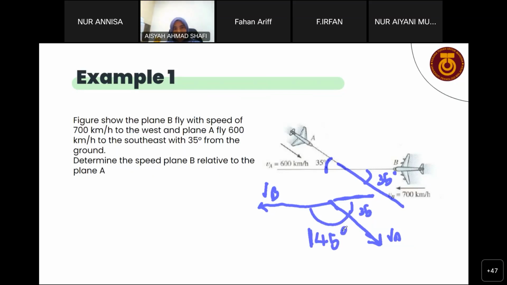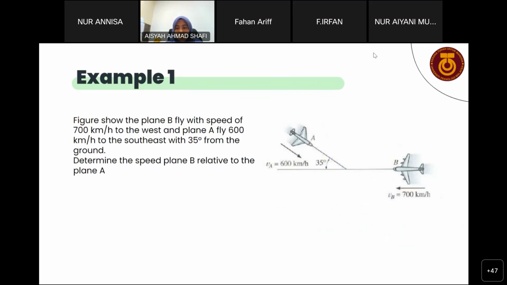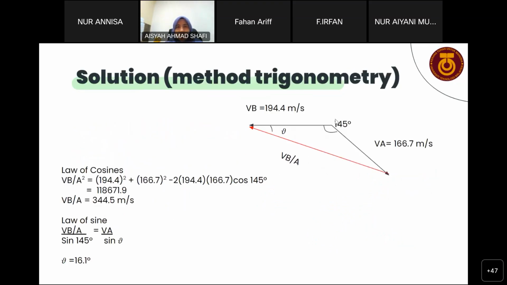So this is the geometry method. So you get 145 here, and then VBA is the speed of B relative to A.